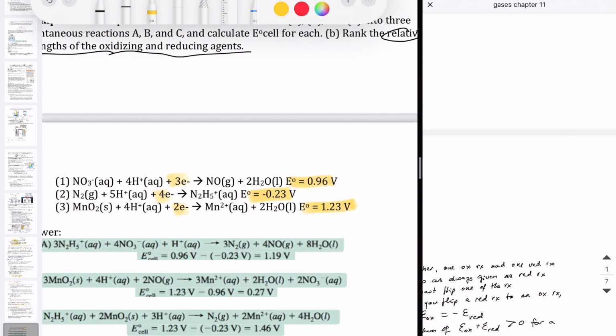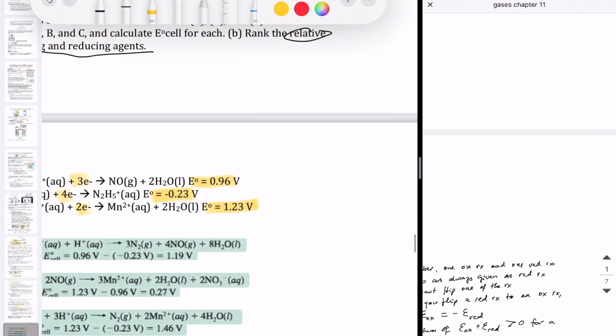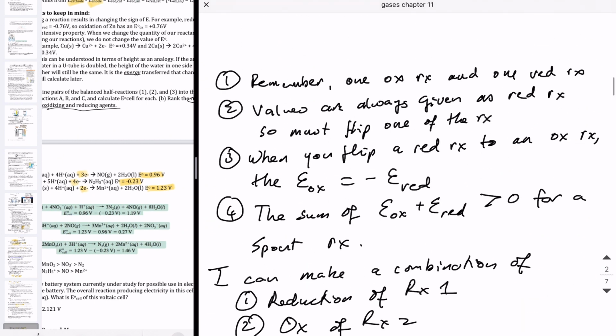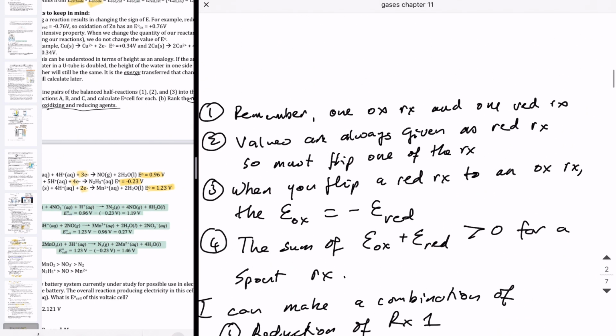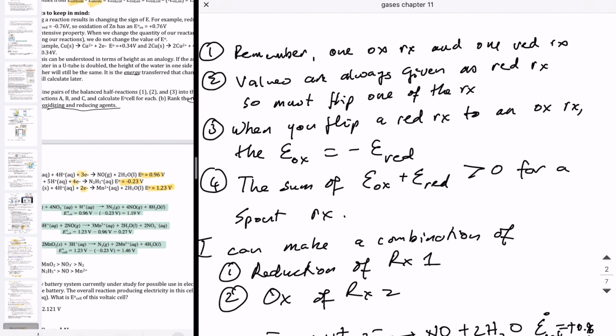So let me take a look at 1 and 2 first. I know they're both currently written as reduction values. If I want to partner them up, how should I do it? Here are some important points to keep in mind, shown on the right side. When you pair them up, one of them has to be oxidation and the other has to be reduction. You can't have both reductions, and you can't have both oxidations.